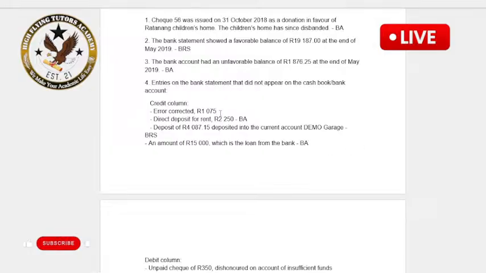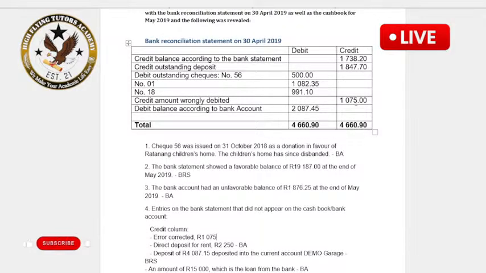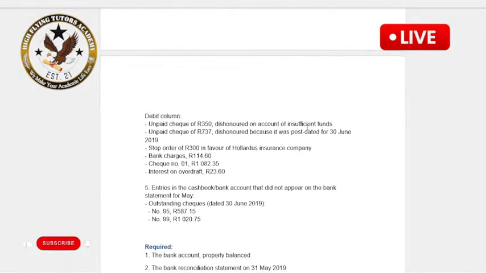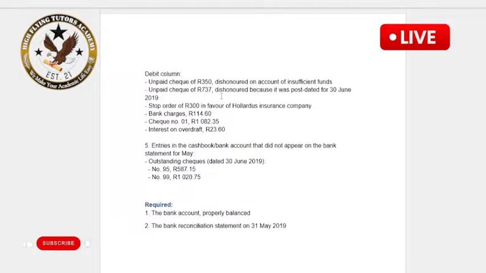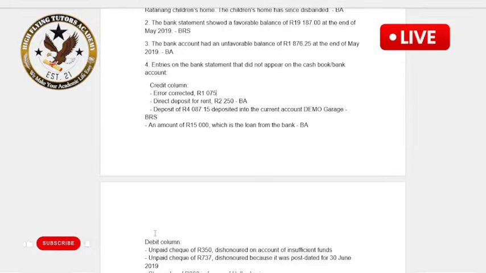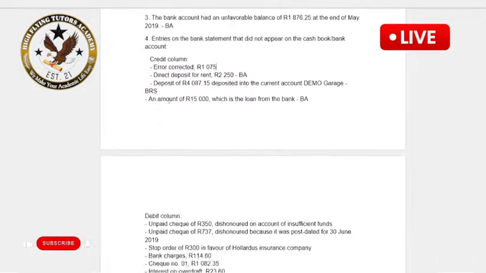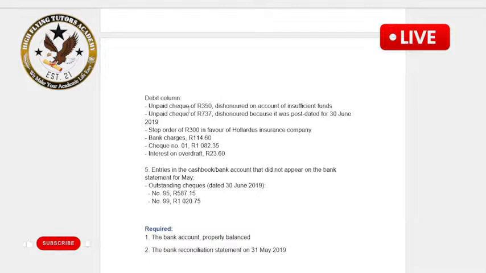Remember, this one is not going to be recorded because the error has been corrected from the previous bank reconciliation statement, so it has been sorted, right? So let's go to the next transactions where they're speaking about the debit column. Remember, this statement is accounting for all this. They say entries on the bank statement that did not appear in the cash book or the bank account. So let's go to the debit side, for the amounts that did not appear in the cash book, right?